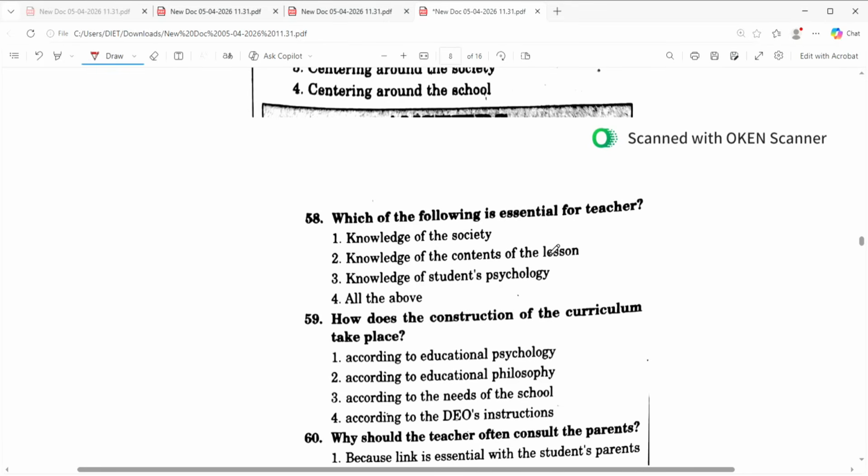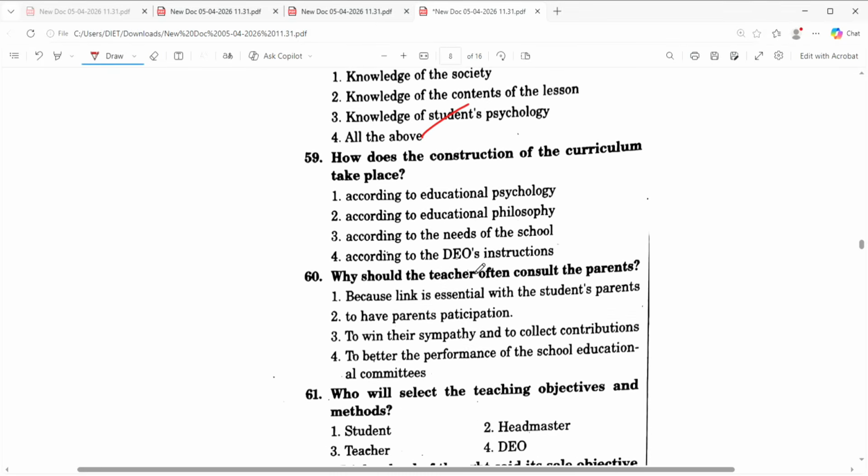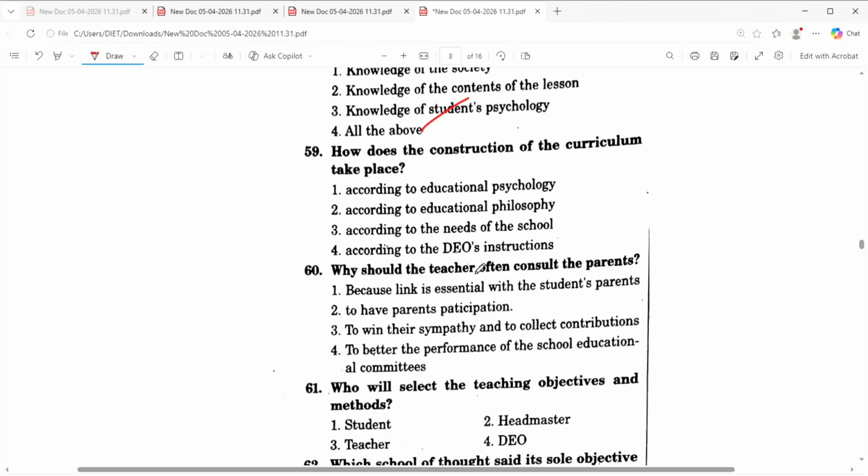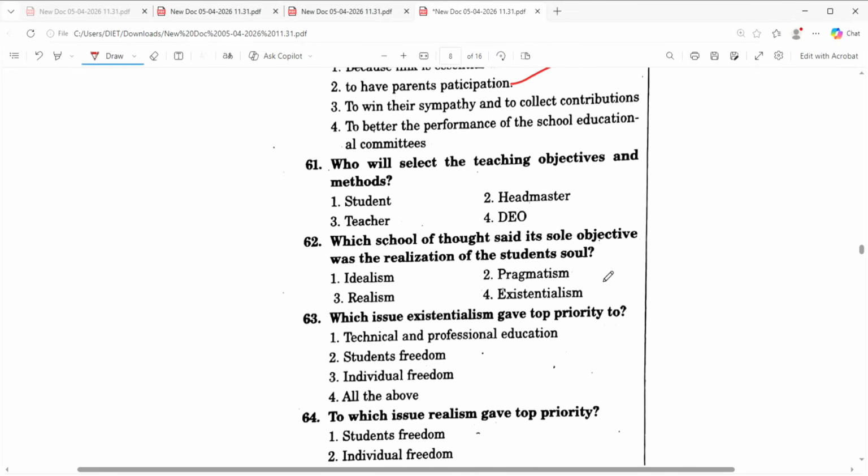Which of the following is essential for teacher? We have 4 options: knowledge of the society, contents of the lesson, psychology, all the above. How does the construction of the curriculum take place? When you see that one, according to education skills, psychology, philosophy, needs of the school, reverse instruction. Answer is education philosophy. Why should the teacher often consult the parents? 60. When you see the four options here, to have parents' participation in child education. Who will select the teaching objectives and methods? 61.